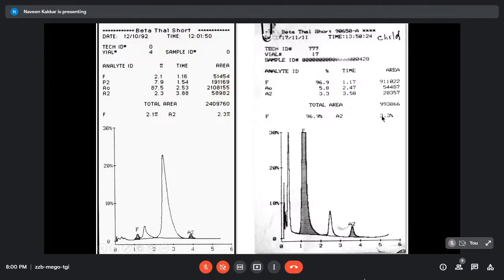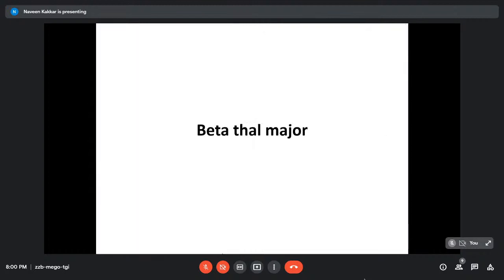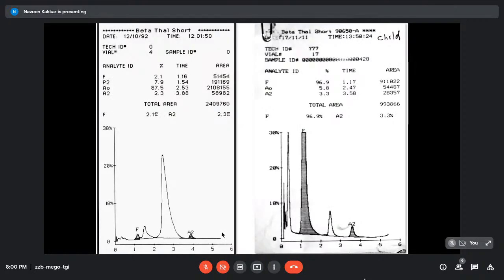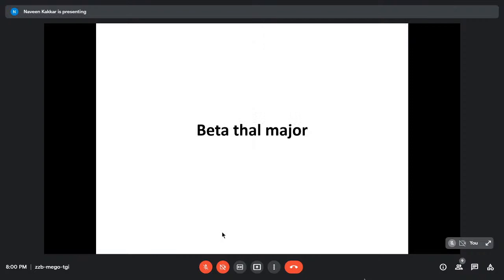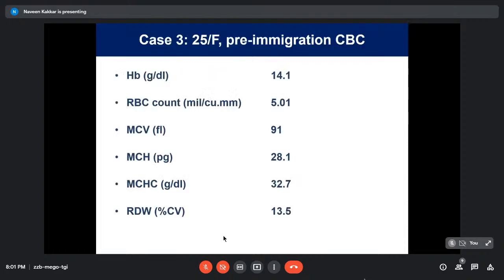Remember, in thal major, the A2 does not contribute to the diagnosis because it may be normal, slightly raised, or even low. You need your fetal hemoglobin. So that was beta thal major. Again, remember, when we call it major, I need to have the clinical profile. If this patient is requiring a transfusion only twice a year, then he fits into the thalassemia intermediate phenotype, not major. Although this kid landed up to be thal major.